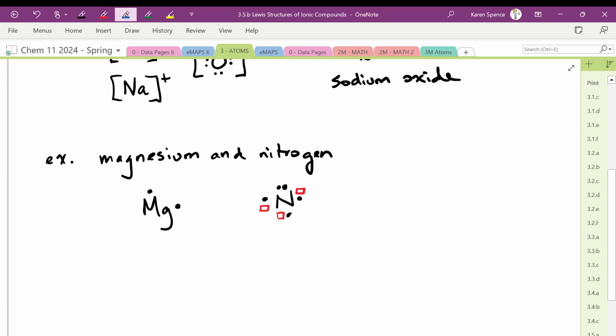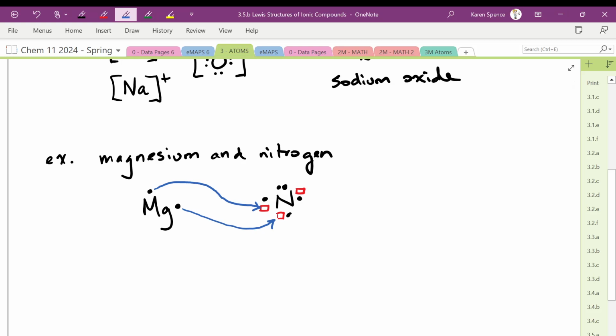Now we need our arrows. So I'm going to take one of magnesium's electrons and I'm going to put it into one of the slots. Don't forget your arrowhead. I'm going to take magnesium's second electron and put it into one of the slots. Okay.